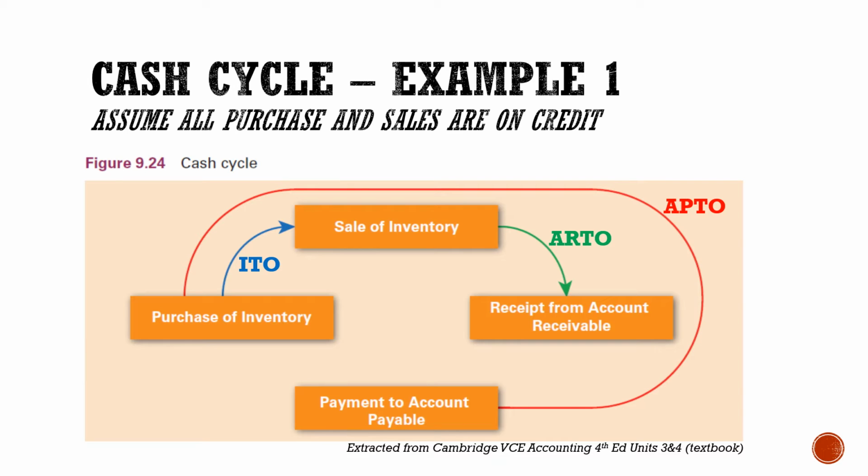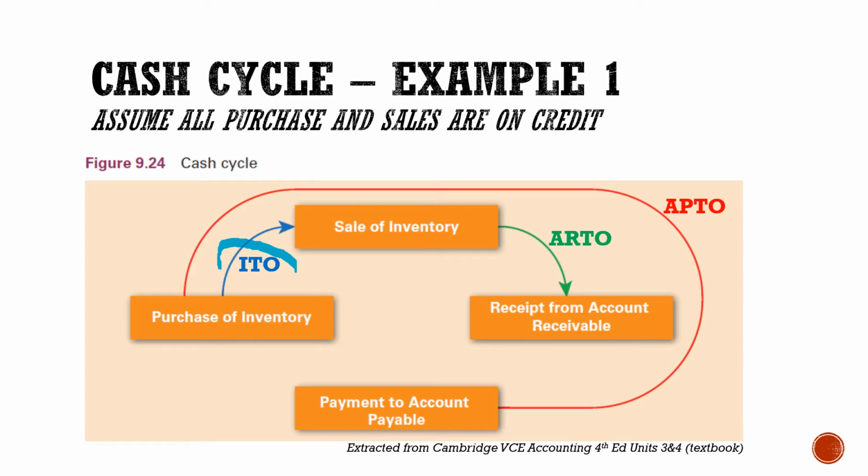Here's a diagram of the cash cycle which explains the cash inflows and cash outflows relating to the sales and purchases of inventory, as well as receipts from accounts receivable and payments through accounts payable. For our first discussion, we're going to assume that all purchases and sales are on credit. Let's start with the purchase of inventory.